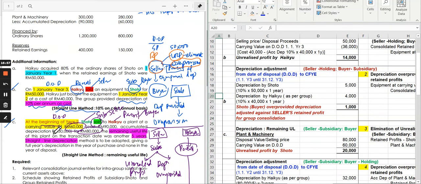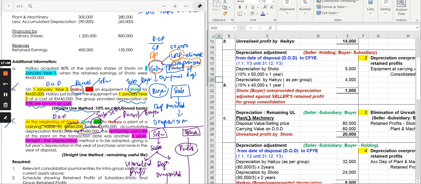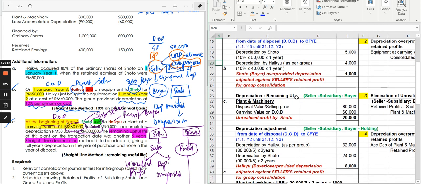Okay, part C is another disposal that took place in year 2. Before this, it was after a year that it was disposed. But in this second situation, which is part C, where depreciation is using straight line method, remaining useful life, the seller was the subsidiary, the buyer was the parent. So the disposal date was on 1st of January year 2. If that was the case, you can see here, the seller is the subsidiary.